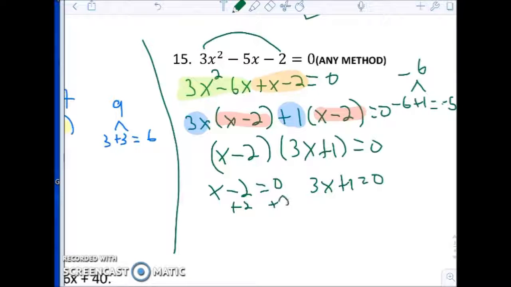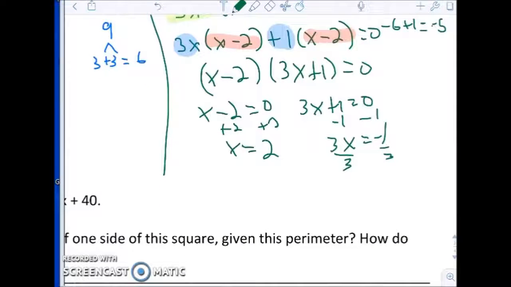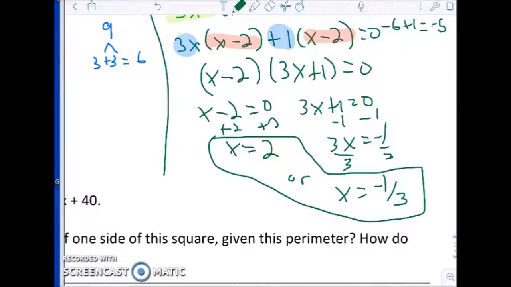So undo subtraction on the variable with addition, and there's one answer. And 3x equals -1, divide by 3 in that second equation, and we get x equals -1/3. So x is 2 or x is -1/3. You might put it in a solution set form if you want. Go ahead and pause now if you need to.